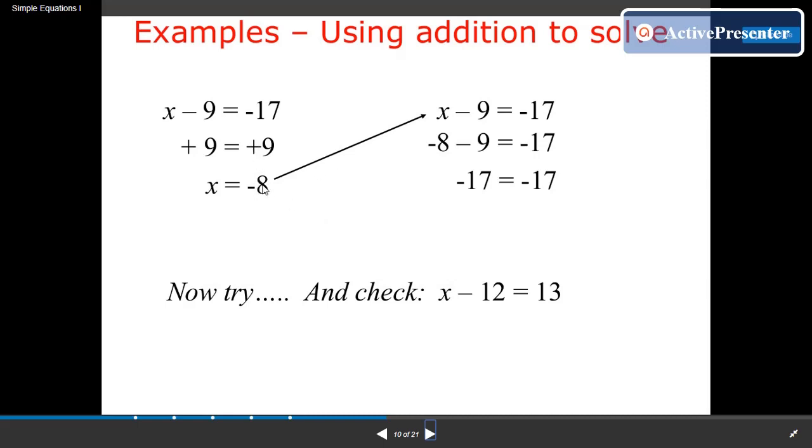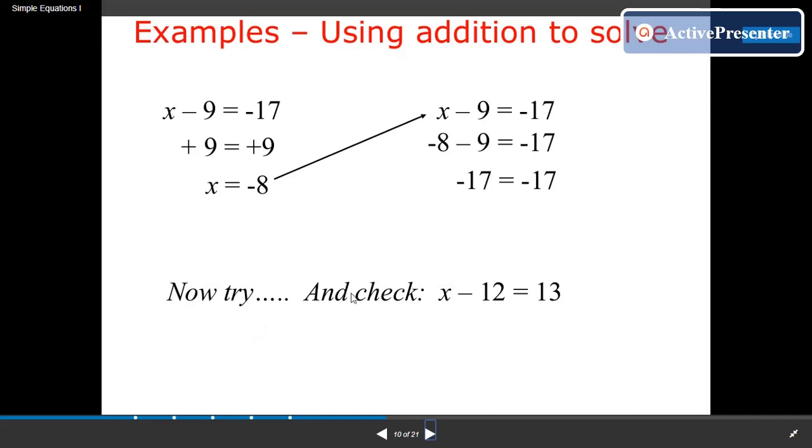Now, how to make sure that this answer is correct? First of all, you just put the value of x in the actual equation, the original one, and you can find the answer exactly the same here. It's minus 17 equal to minus 17.